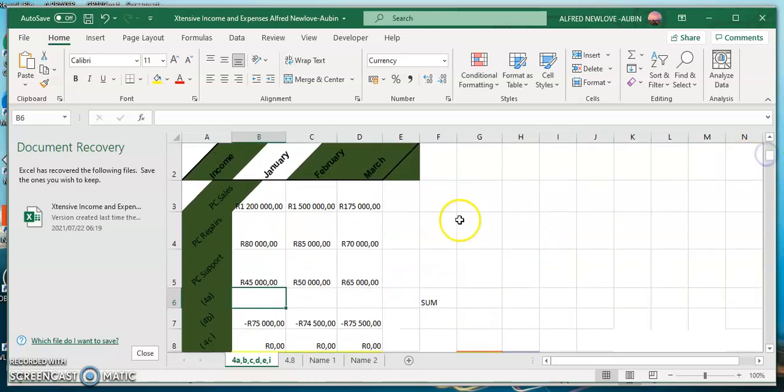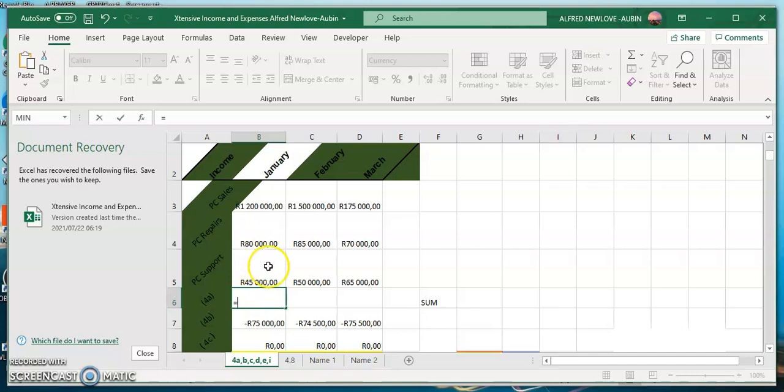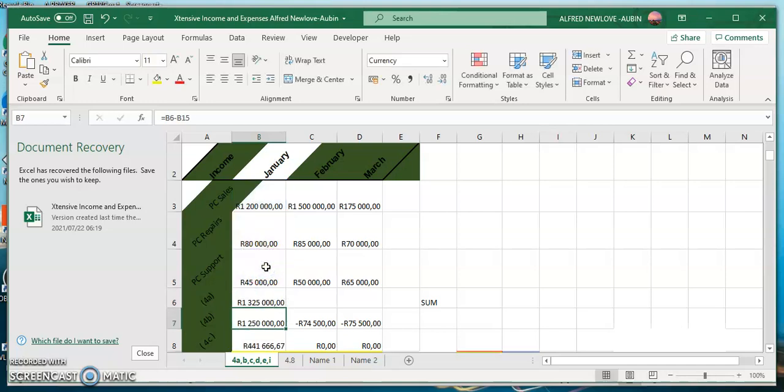I want to add the values in January: PC sale, PC repairs, PC support. I want to add all this here. What you need to do is press equal, then this, plus B4, plus B5. You press equal, it will add all.